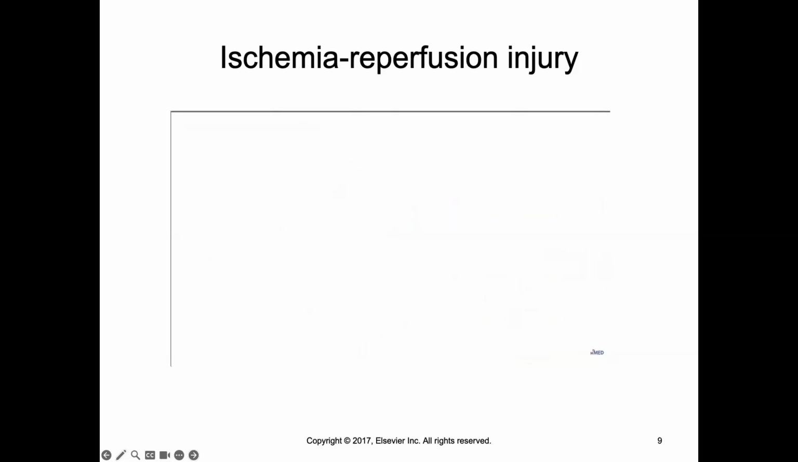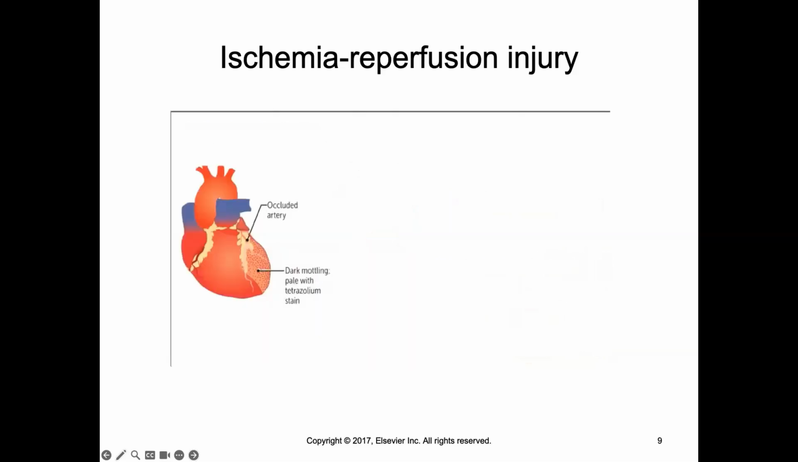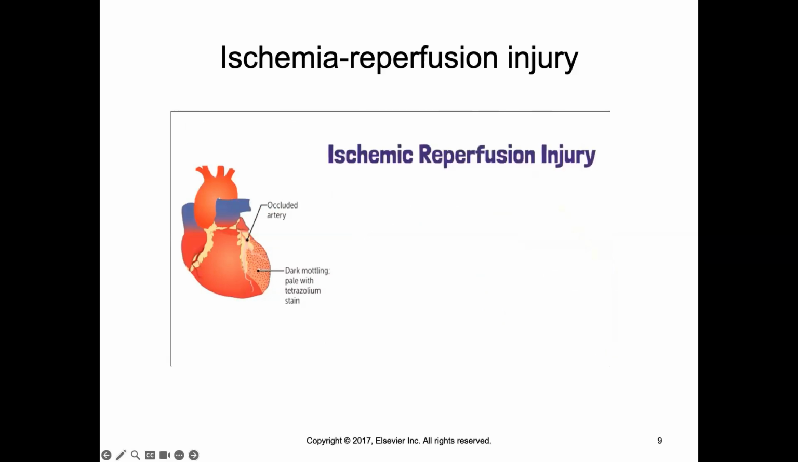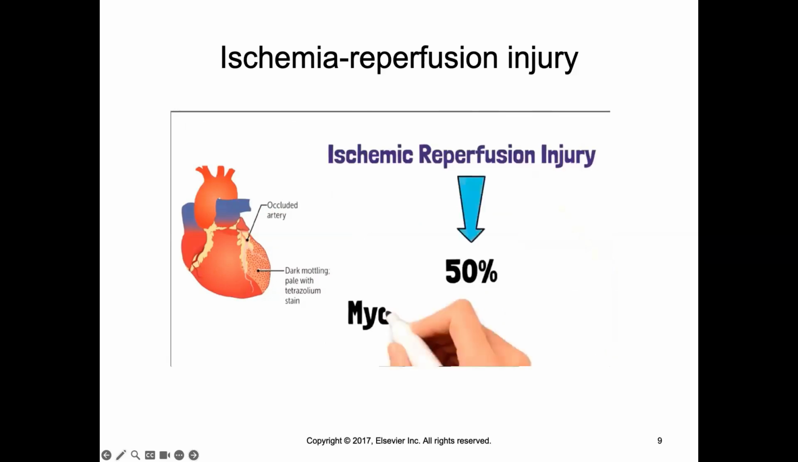That particular part of the heart, which has been further injured through reperfusion, will look dark and mottled. Reperfusion injury accounts for up to 50% of the final myocardial damage seen after a heart attack.